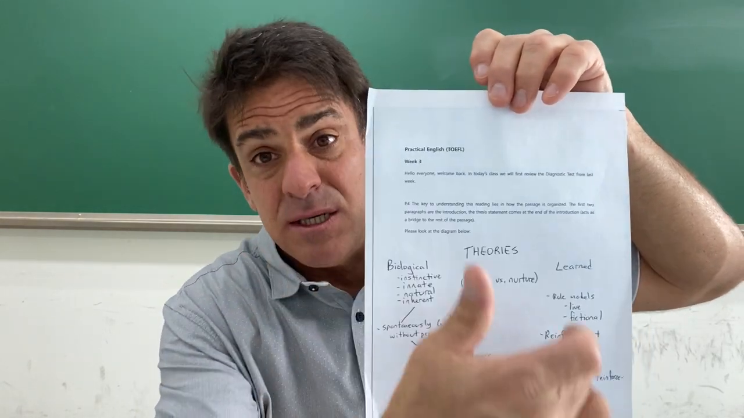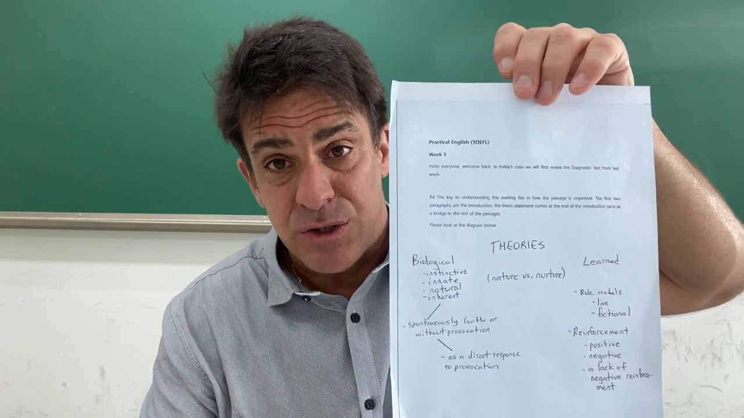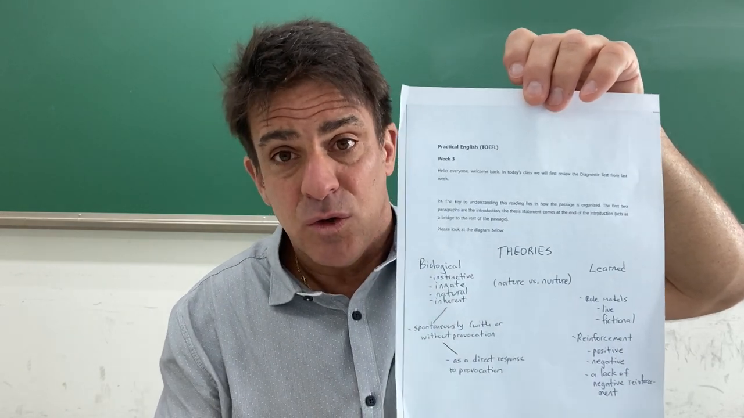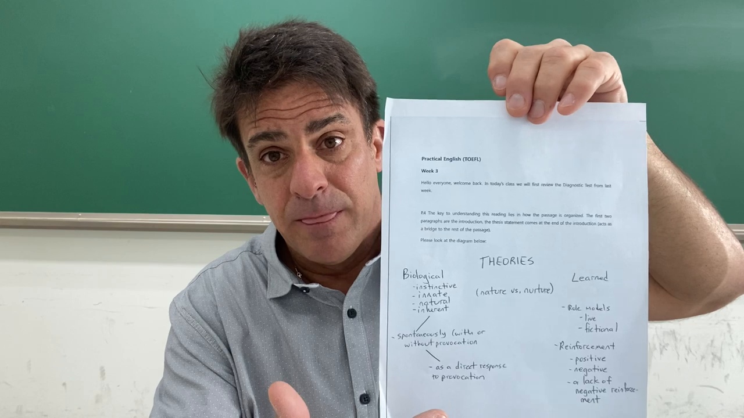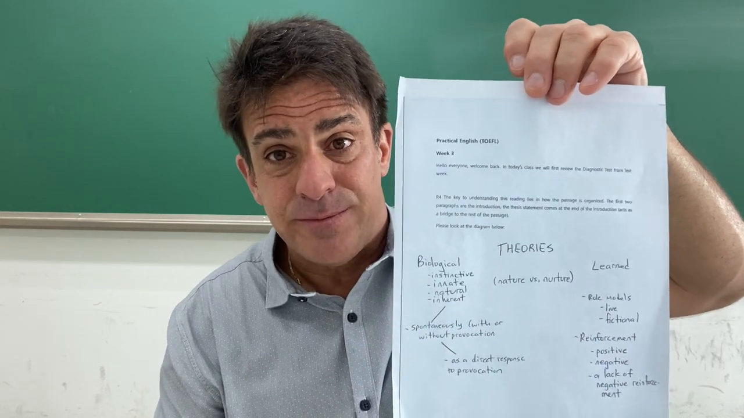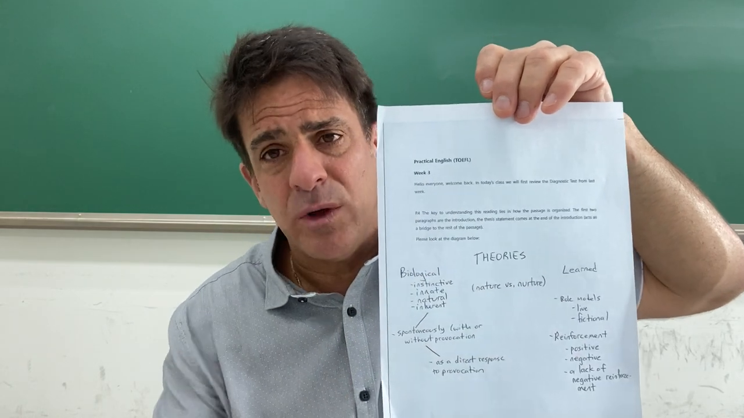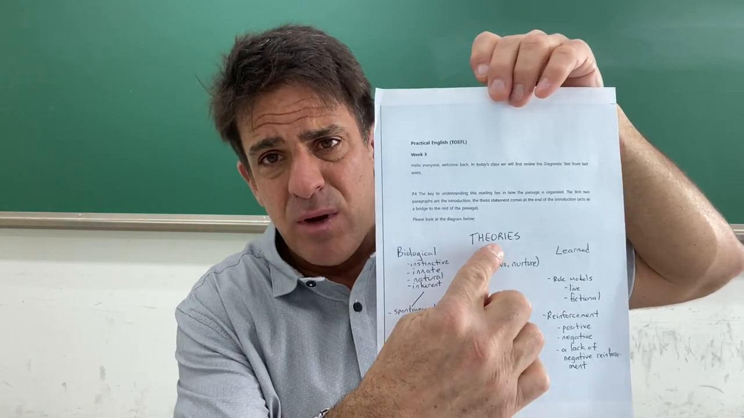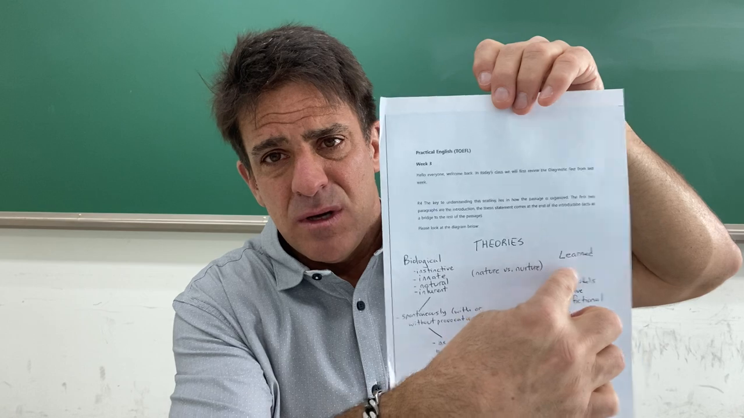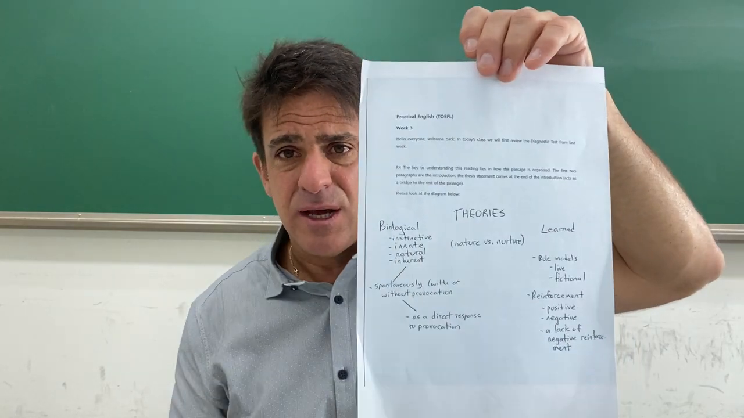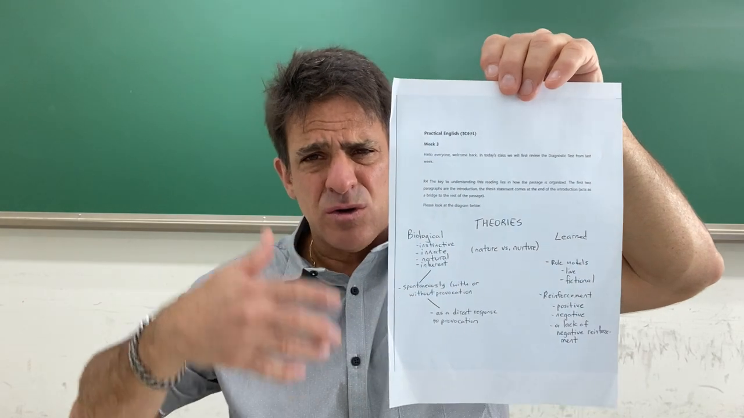Now, a good reader does this while he or she reads, right? To be a good academic reader, this is how you read. You read for structure. You read for organization, okay? So try to see this while we review it, okay? You have your main point, and then you have your two key points here, biological and learned, and then you have the supporting details underneath. It will all become easier to see as we review it.